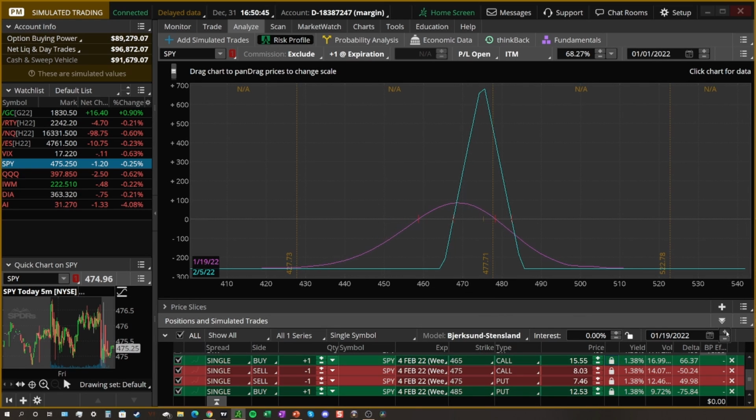In the same situation as you roll forward in time, you're still expecting the same kind of thing to happen. You're just wanting the market, the stock, to stay range bound.